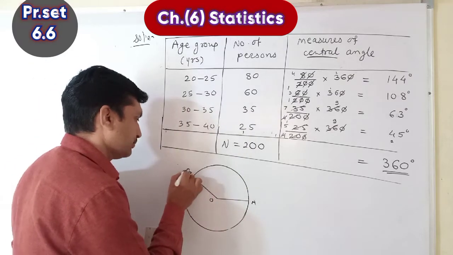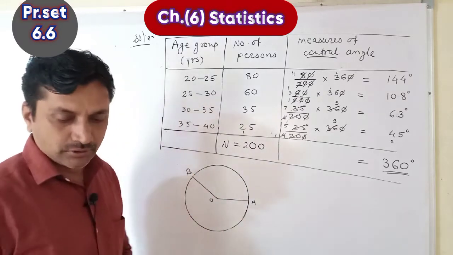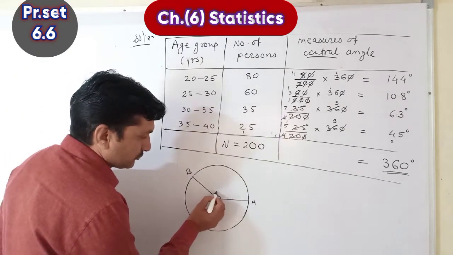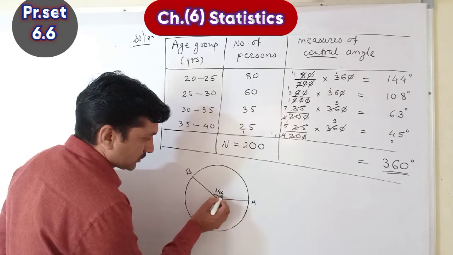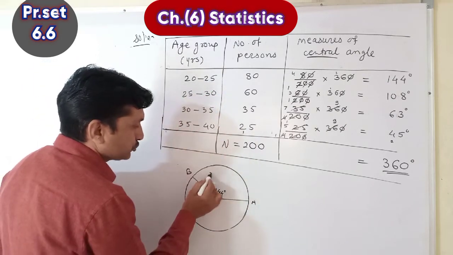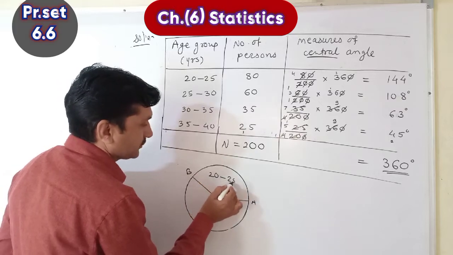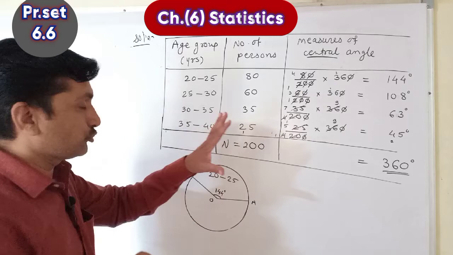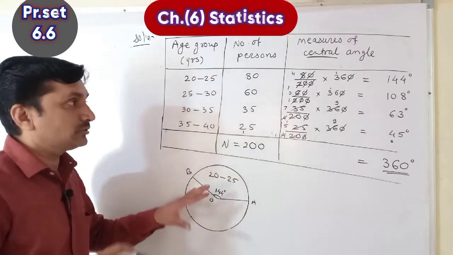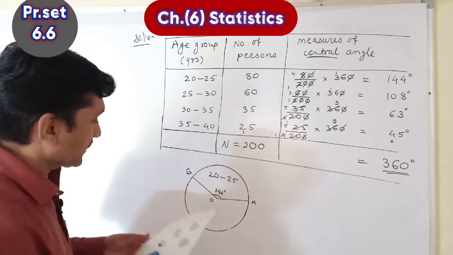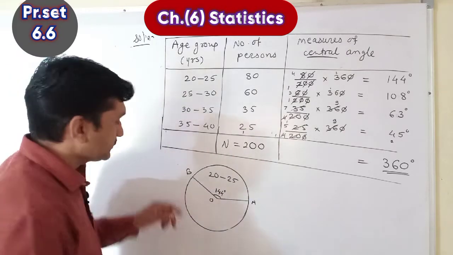Here B, OB. Okay, and now here angle is 144 degrees, and what is the age group of this? 20 to 25 age group. Okay, now 144 is over. Now continue with 108 second. Use protractor for that.